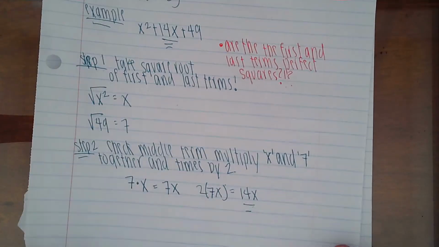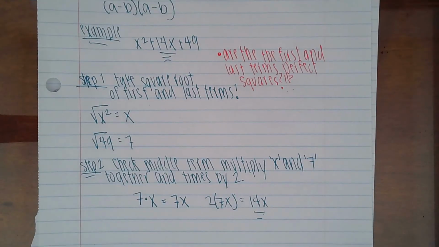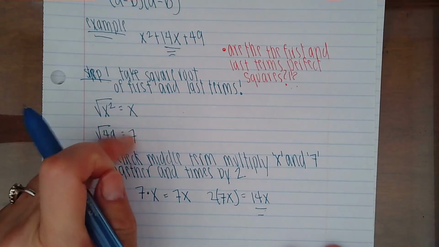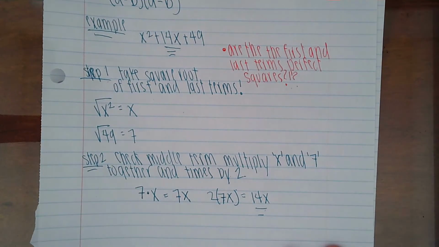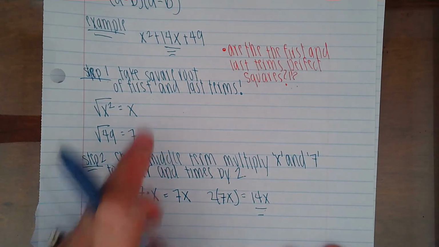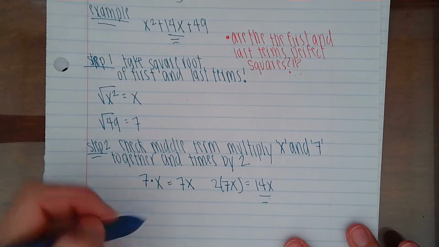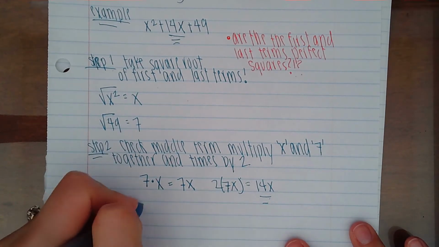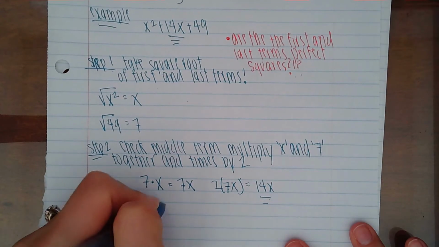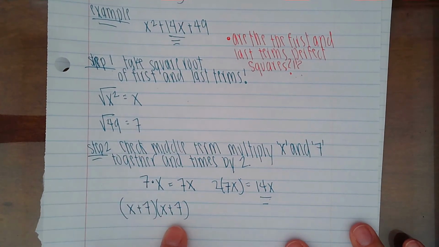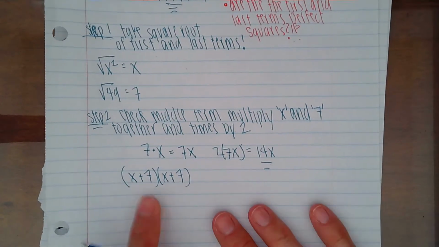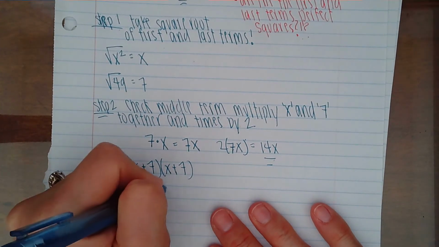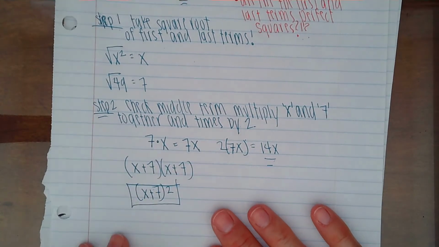So now, because it's a perfect square trinomial, you could write out the factors, just like we did x and 7 with a difference of 2 squares, one positive, one negative. Since these are both positive, you would do x plus 7 in parentheses and x plus 7 in parentheses, and that would be your factor. But the better way to write it would be x plus 7 in parentheses and then squared.